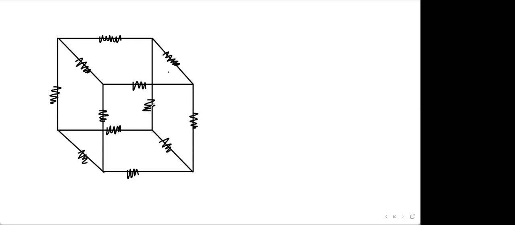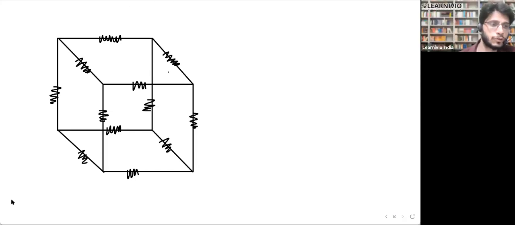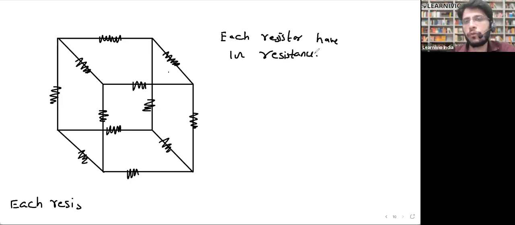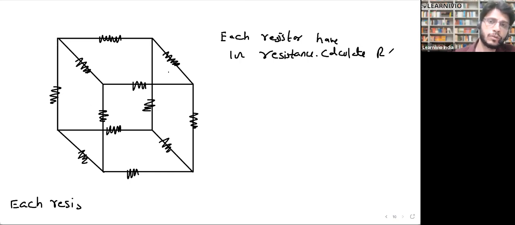Each resistor has 1 ohm resistance. Each and every resistor has 1 ohm resistance. Calculate R equivalent across the diagonals of the cube.